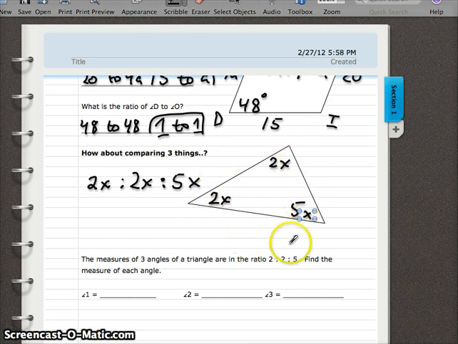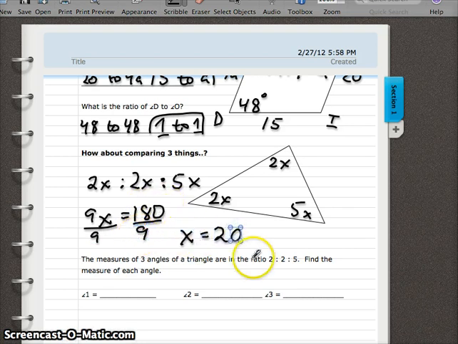So we know that all of the angles inside a triangle add up to 180 degrees. So if I add up all these like terms here and set it equal to 180, then I can solve for x. So we got 2 plus 2, that's 4, plus 5, that's 9, 9x. If I set it equal to 180, I can solve for x. I can divide by 9. Well, 18 divided by 9 is 2, so let's put a 0 on the end there, and we got 20. So if x is 20, that's not the answer to my problem. I need to now substitute 20 in for x, and then I'll get my angle measurements.